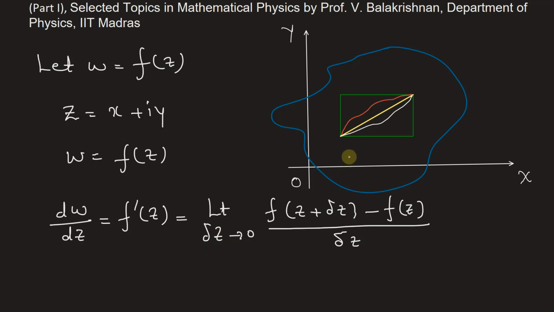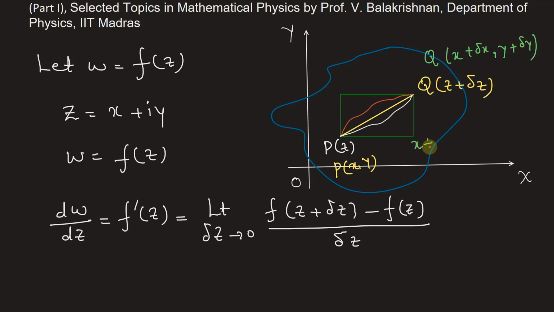Now suppose P of z is fixed and Q, z plus delta z, is this point. The point Q may approach point P along any straight line like this from P to Q, or a curved path like this, shown by this red curve or this white curve in this given region. So this point can be written as P(x, y), and Q can be written as Q(x plus delta x, y plus delta y). Now when it travels from Q to P, this delta z tends to 0.